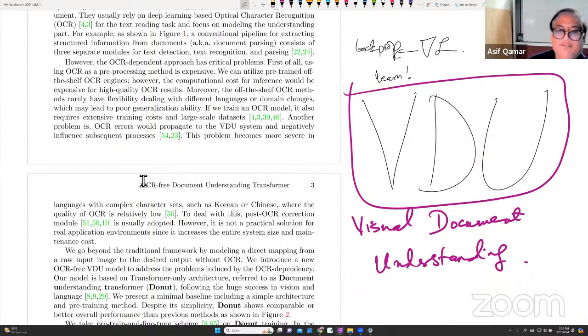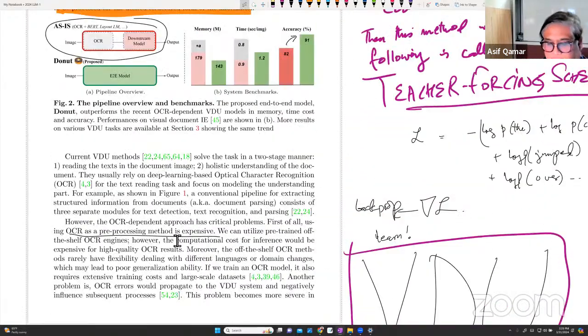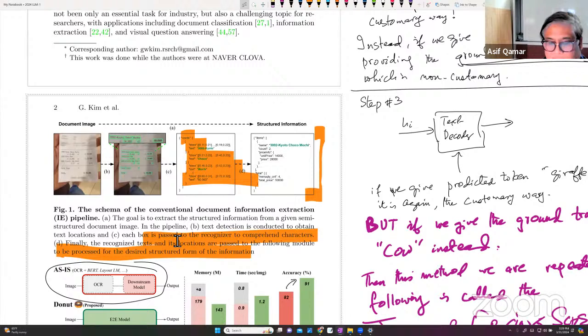However, the OCR-dependent approach has critical problems. First of all, using OCR as a pre-processing method is computationally expensive. We can utilize pre-trained, off-the-shelf OCR engines. However, the computational cost for inference would be expensive for high-quality OCR results. Plus, most of the OCRs that tend to work really well immediately become commercial. Basil, on the previous page, when there was a receipt, it was scanning. There was a quantity, some food, and then the price. How did it understand that? What was the unit of measure, and how did it extract the unit price from that receipt?